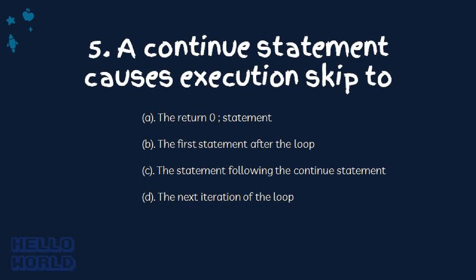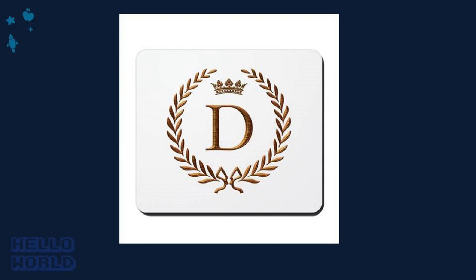Question number 5. A continue statement causes execution to skip to. Option A, the return 0 statement. Option B, the first statement after the loop. Option C, the statement following the continue statement. Option D, the next iteration of the loop. The answer is option D, the next iteration of the loop.